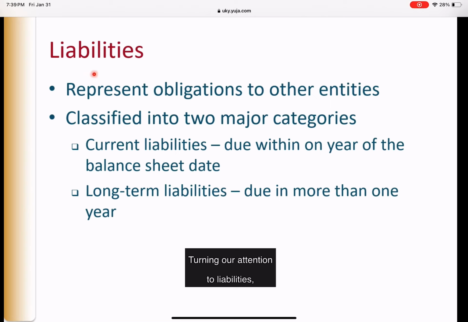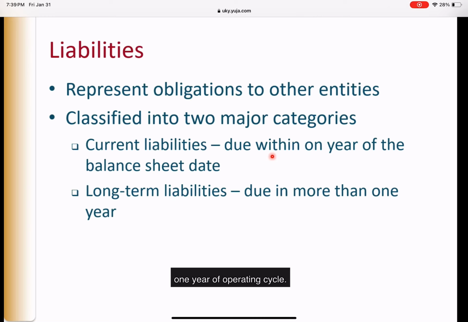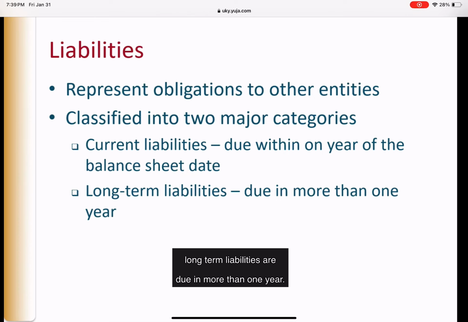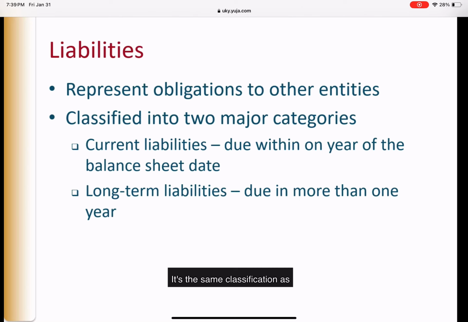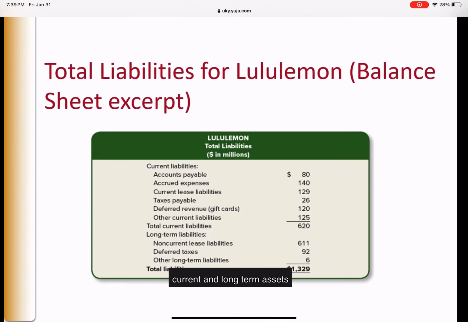Turning our attention to liabilities, we all know that those are obligations, monies that we owe to other entities. We also have 2 classifications. Current liabilities, the key is they're due within 1 year or the operating cycle, although as far as the balance sheet is concerned, long-term liabilities are due in more than 1 year. So it's that simple. It's the same kind of classification as current and long-term assets.